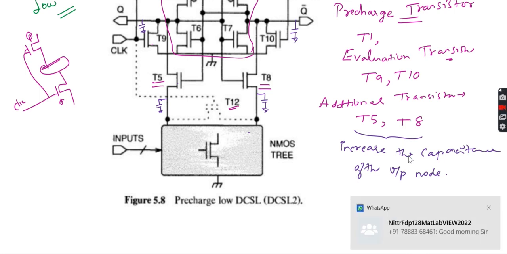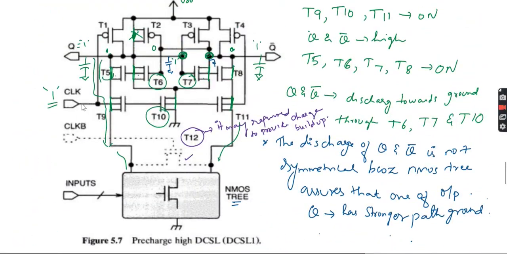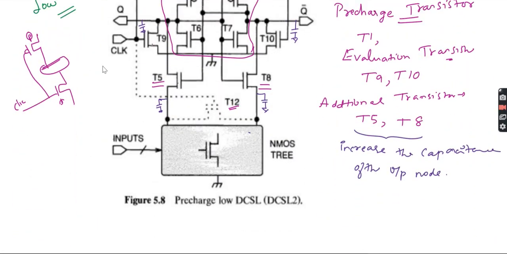In the previous discussion, we took the differential current switch logic with the outputs pre-charged high. I think you remember. Here, we pre-charged with high. Now you make an assumption that you are going to pre-charge with low.